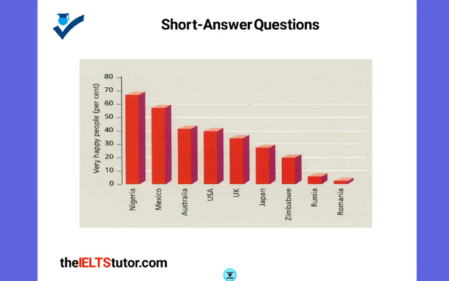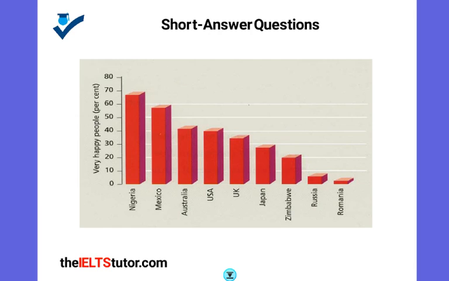Okay, I'm just going to give you a couple of seconds to think about this. What it shows are the general levels of happiness in different countries. You can see that these countries are arranged in order from happiest to the least happy. All right, so that's what the chart here shows.